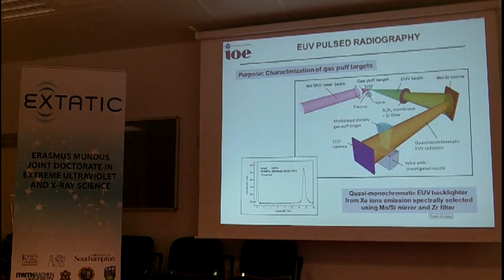Another application of the source is EUV pulse radiography. The reason for this is the need for characterization of the gas puff target, which I already mentioned. And so we have prepared such a system. This is our source, EUV beam. We select from the spectra of xenon an emission band using a polysilicon mirror, and this quasi-monochromatic EUV beam is used to irradiate, to backlight the gas puff target under study.